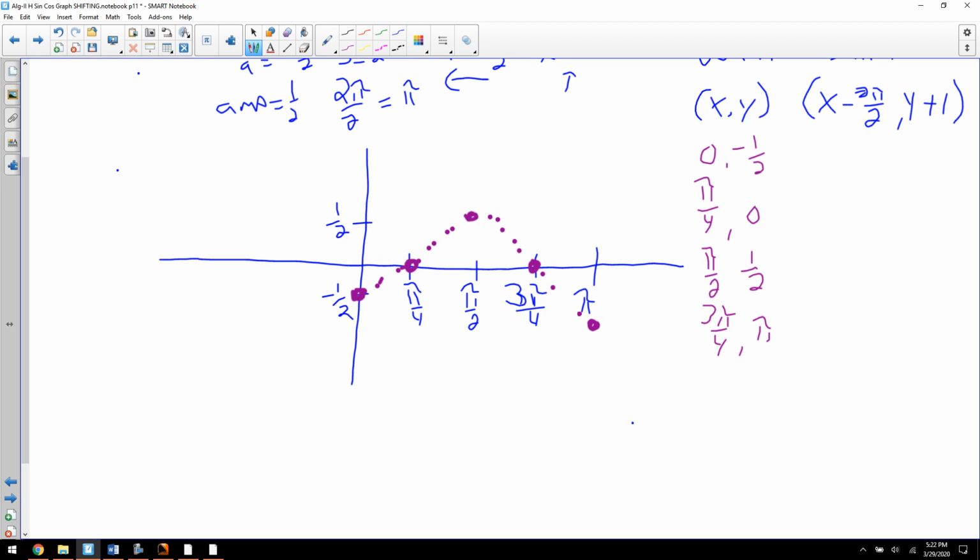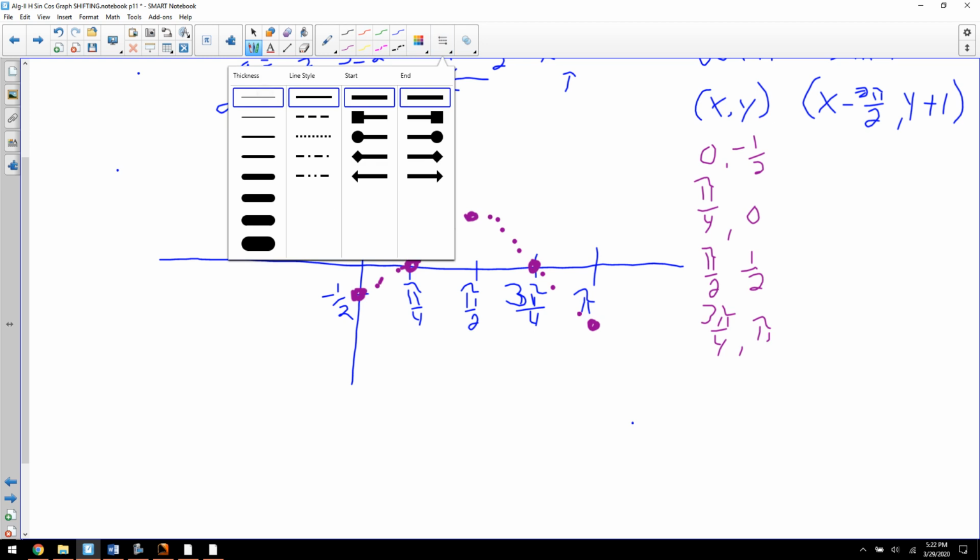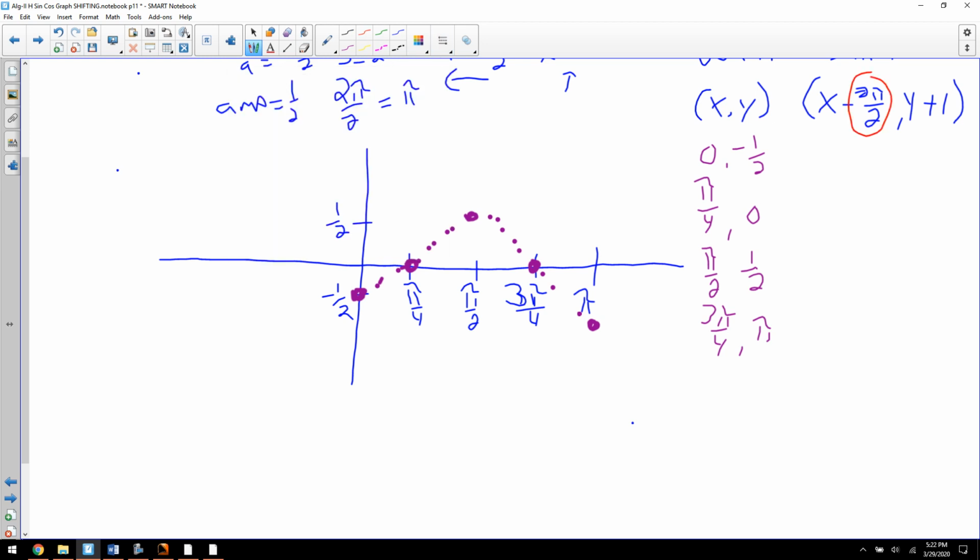Now remember, we have to do the shift. So when we do the shift, with each one of the x values, I have to subtract 3 pi over 2. And each one of the y values, I add the 1. And we wind up with negative 3 pi over 2 and 1/2. We get negative 5 pi over 4 and 1. Negative pi and 3/2. Negative 3 pi over 4 and 1. And lastly, we are at negative pi over 2 and 1/2.